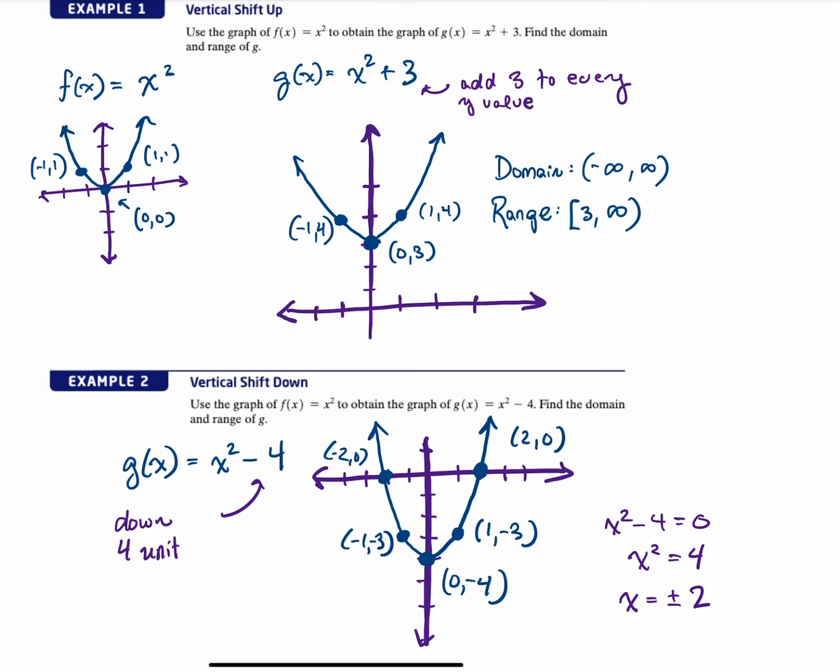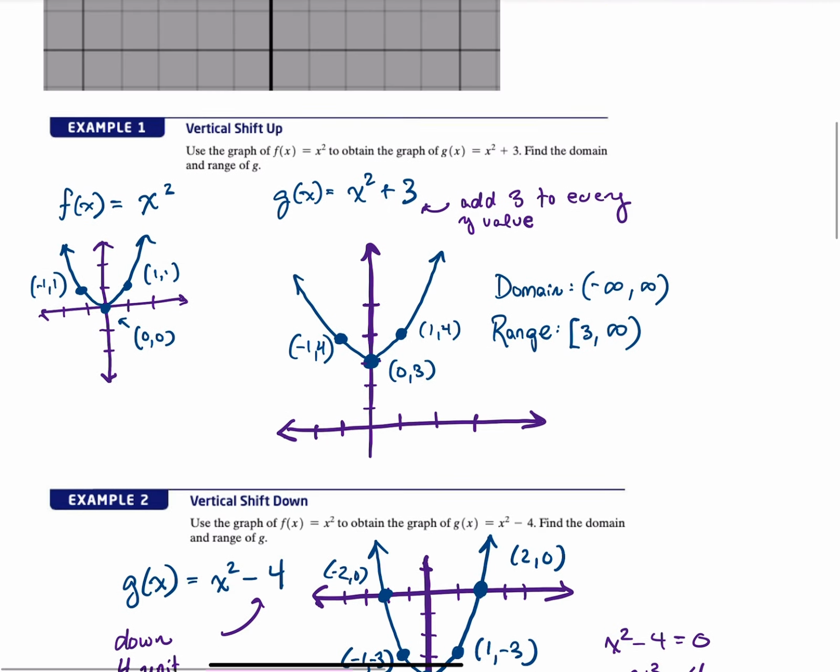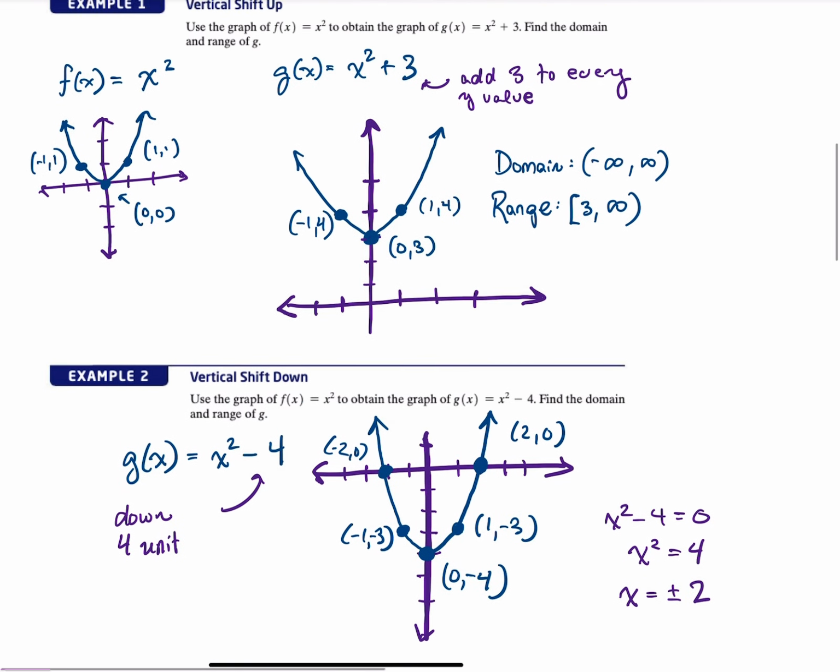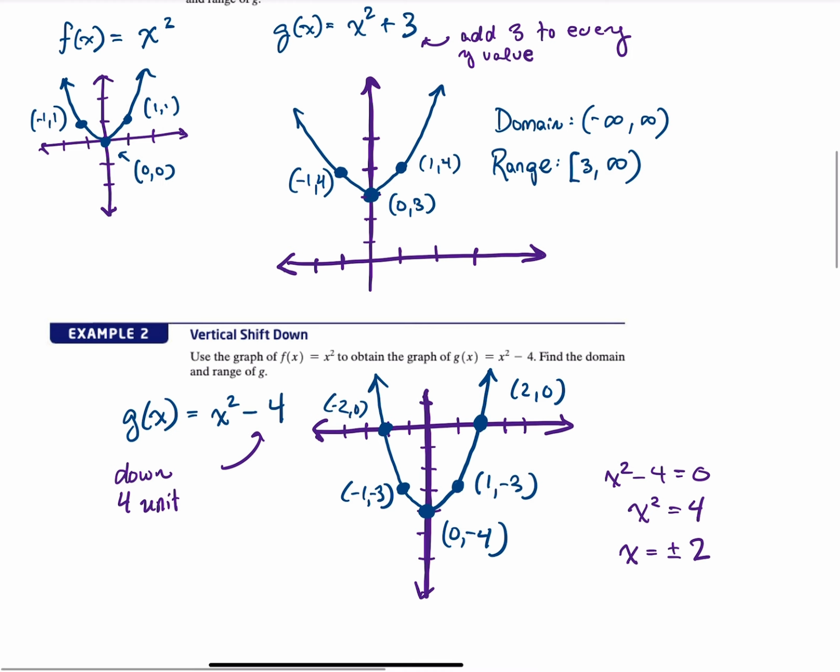Let me just check something really quick. All right, cool. So let's keep going. So that's vertical shifts. Up or down, you'll see something added or subtracted outside of the function. Now, we could also shift horizontally, either to the left or right.